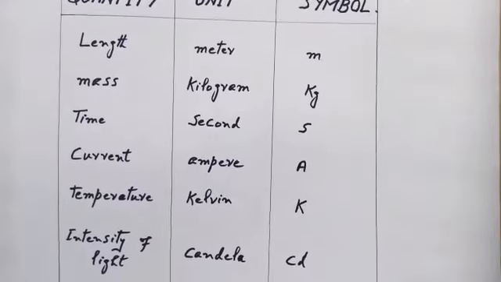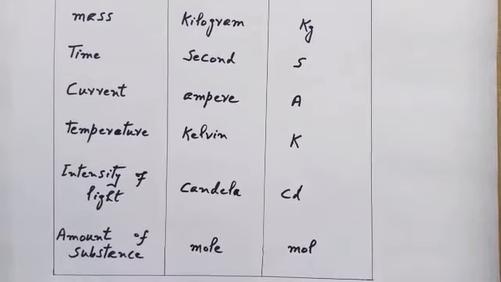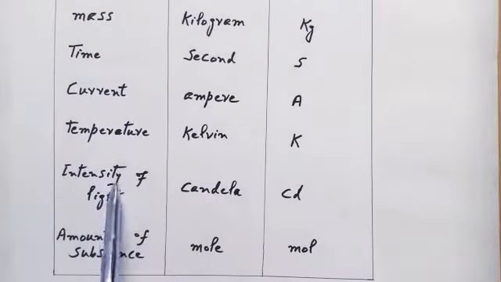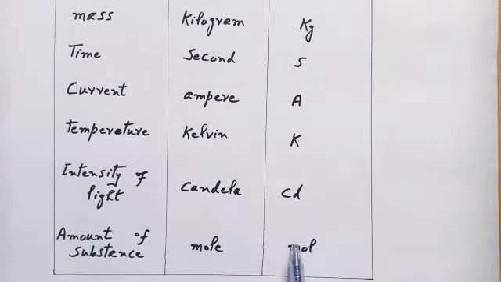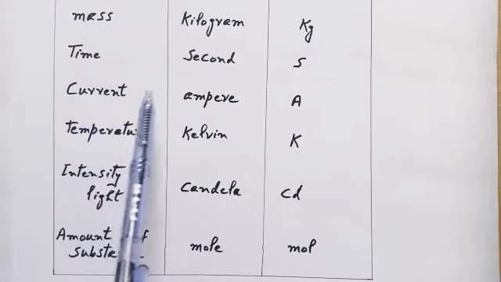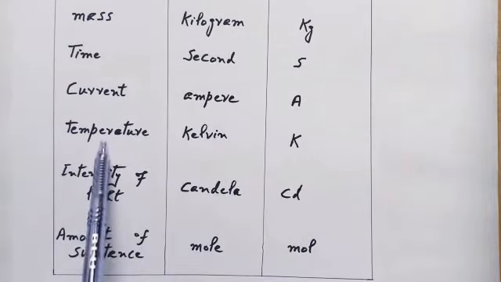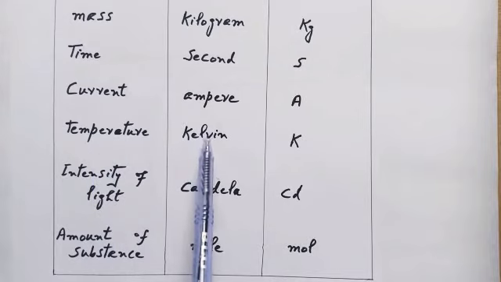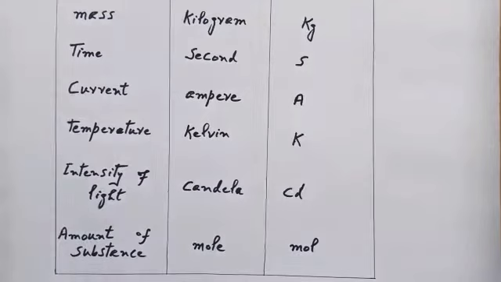You can see. All these are the basic quantities, these are the basic units, and these are the symbols. For example, current is the quantity, ampere is the unit, and ampere is denoted by A. Temperature is the quantity, its unit is Kelvin. Kelvin is denoted by K. So these are 7 basic units of SI system. You can see.